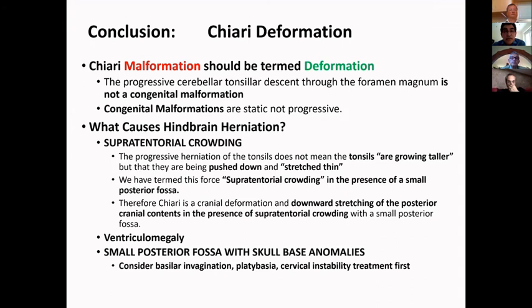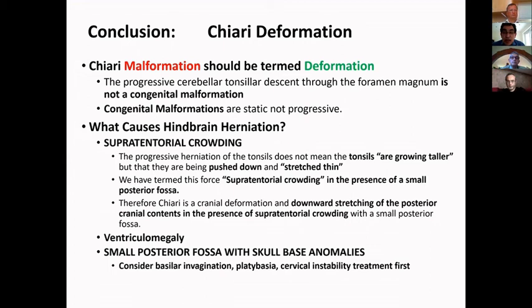So I'm going to conclude now by saying that hindbrain hernias should not be called Chiari malformations anymore. They are deformations of the cerebellar tonsils. They are usually caused, particularly in children, by supratentorial crowding, but they also can be associated with ventriculomegaly, which can be treated by simple ETV in the first instance.